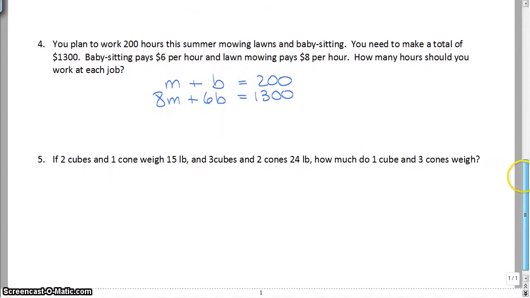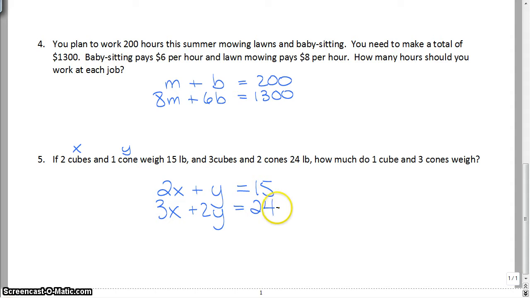Okay? The last one in the notes we're actually going to go through because it's a little bit different than what you've seen so far. So this one has a different answer that we're looking for. If 2 cubes and 1 cone weigh 15 pounds, this isn't the stuff and money problem. So we have 2 cubes, because they both start with the letter C, let's call x cubes, plus 1 cone. That equals 15 pounds. Okay, so we'll call cubes x and cones y. And then the next thing we know is that 3 cubes and 2 cones is equal to 24 pounds.